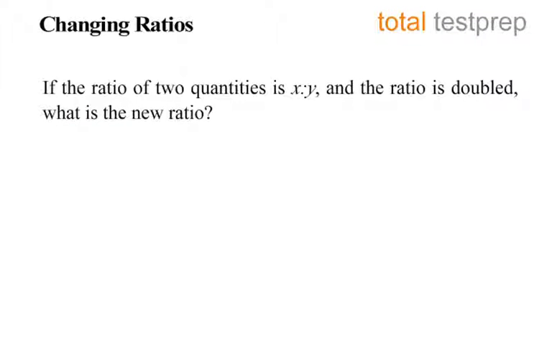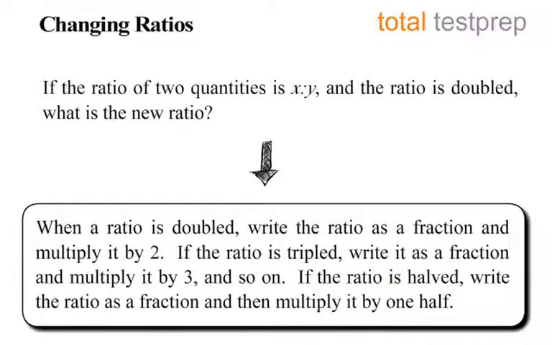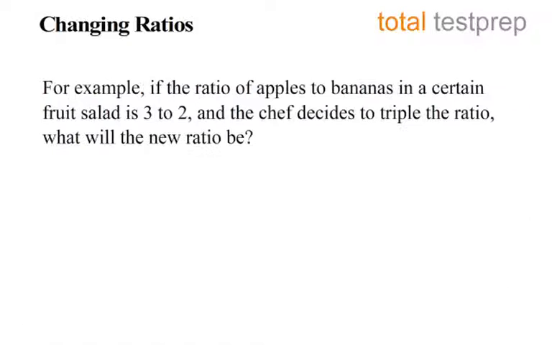In this section, we'll be dealing with changing ratios. For example, if the ratio of two quantities is x to y, and the ratio is doubled, what is the new ratio? When a ratio is doubled, write the ratio as a fraction and multiply it by 2. If the ratio is tripled, write it as a fraction multiplied by 3, and so on. If the ratio is halved, write the ratio as a fraction and then multiply it by 1/2.